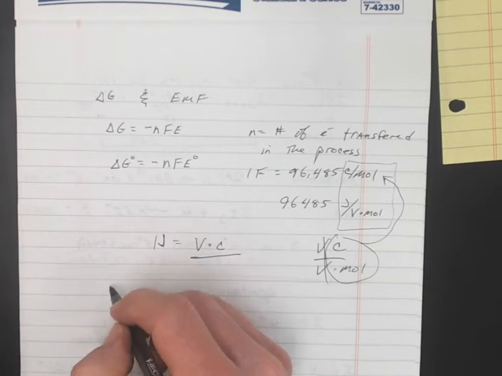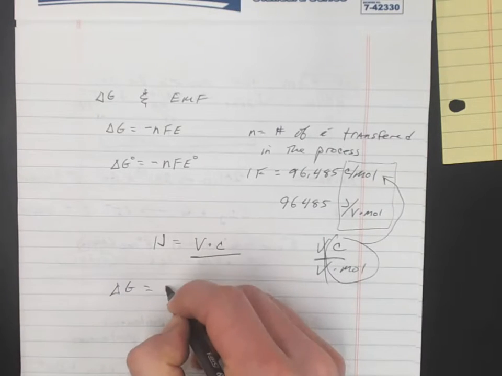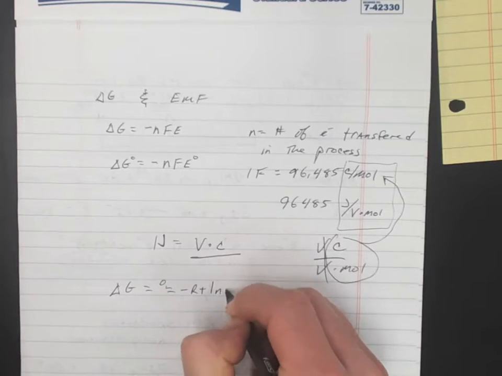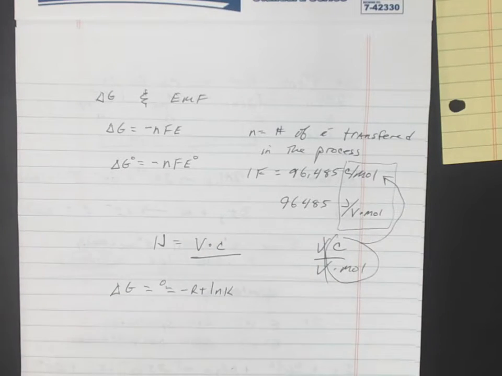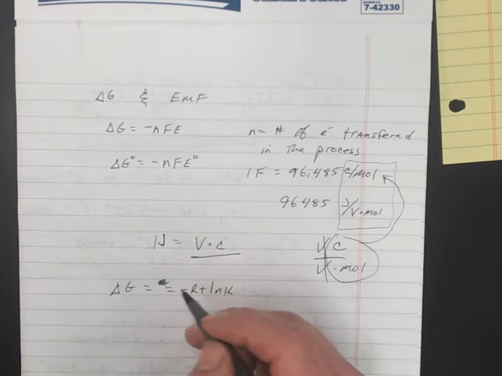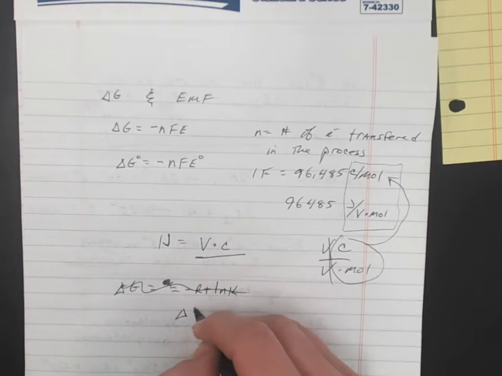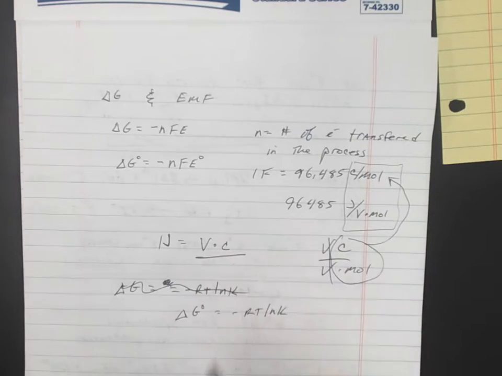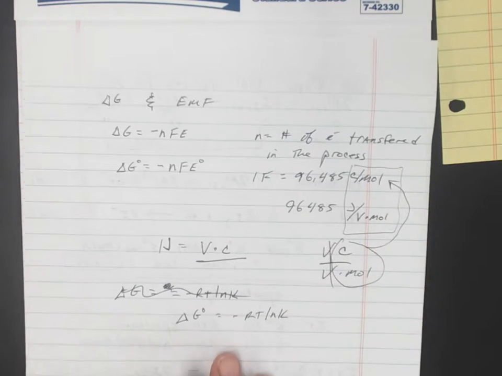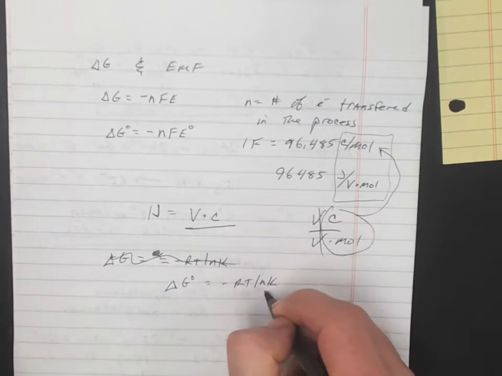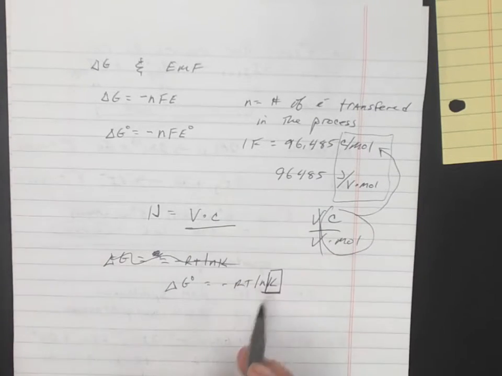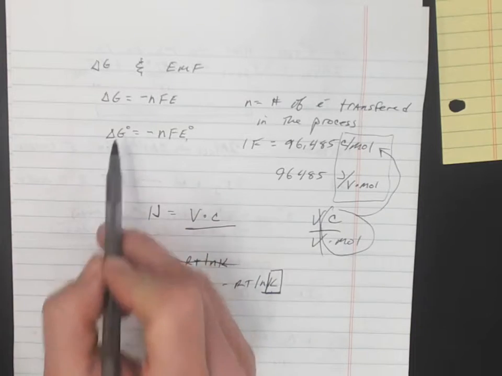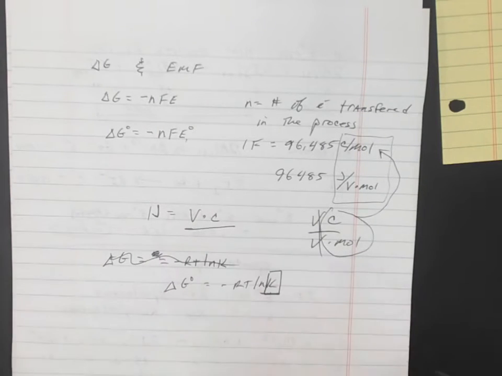Now remember also from last chapter, we have the equation delta G naught is equal to negative RT ln of K. So sometimes, let's rewrite that. Delta G naught equals negative RT ln of K. Sometimes what they will do is they will ask you to find the equilibrium constant K from an E naught value. So you have to first find delta G, then once you find delta G, you can solve for K.